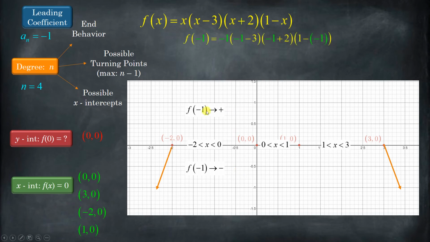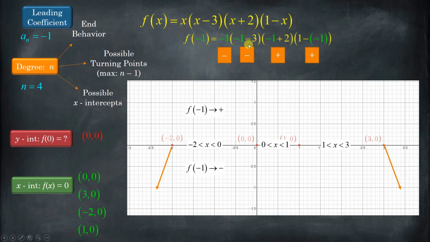So let's go ahead and plug in negative 1. When we plug in negative 1, we don't really care what the number is. All we care about is the sign, whether it's positive or negative, because it turns out we won't be able to find the exact turning point without calculus, but we'll know if a turning point exists between these two intercepts. So plug in negative 1 and just do the math to figure out the sign.